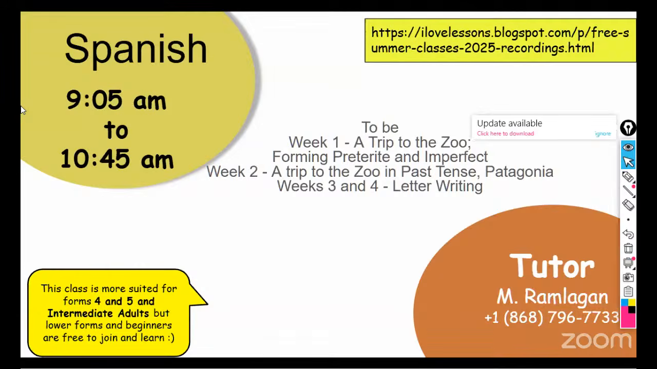This is a class, as it says on the screen, for students in Form 4 and Form 5. And if you're an adult, you would have some kind of background already in Spanish. Or if you're a beginning adult, or a beginning student, you would have attended yesterday's class and then you come into this class as well to just get a little extra, right? So if you are a younger student and you find what we're doing today a little confusing, that's to be expected, right?